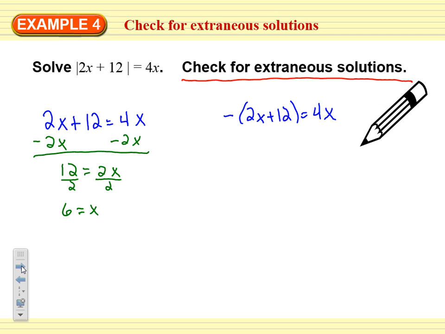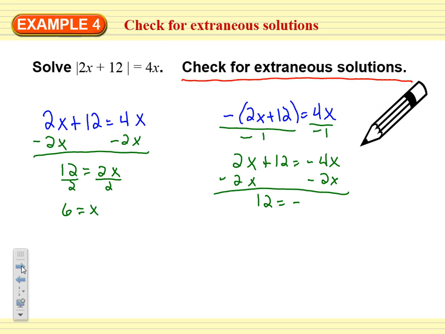6 equals x. Over here, I'm going to divide both sides by negative 1. So I get 2x plus 12 equals negative 4x. Minus 2x, 12 equals negative 6x. Divide by negative 6. And negative 2 equals x. So these are my 2 solutions. Now what I need to do is go in and check into my original problem, okay?